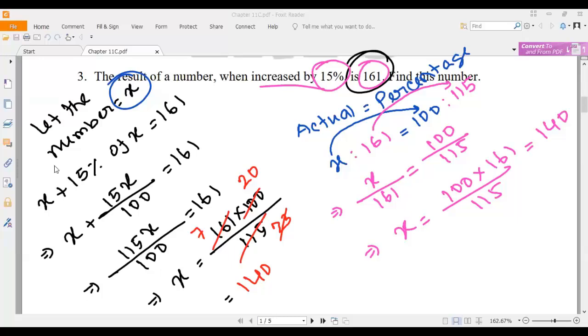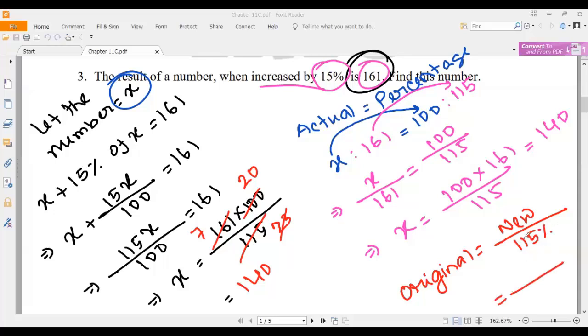And now the third method. Here we need to find out the original number. So how can we find out the original number? We can use this formula. Original number will be the new amount divided by the increasing value. That means 100 plus 15%, that will be 115%. Okay.